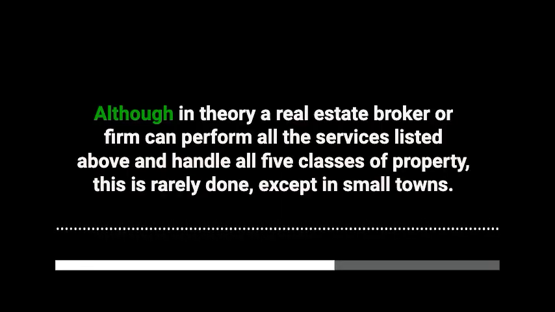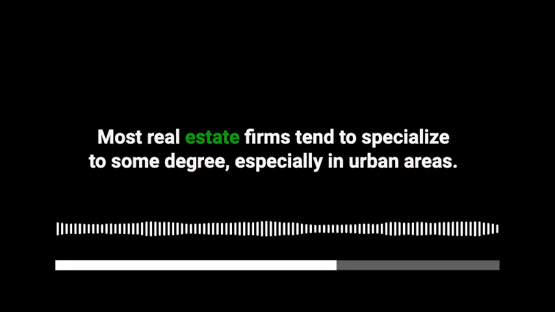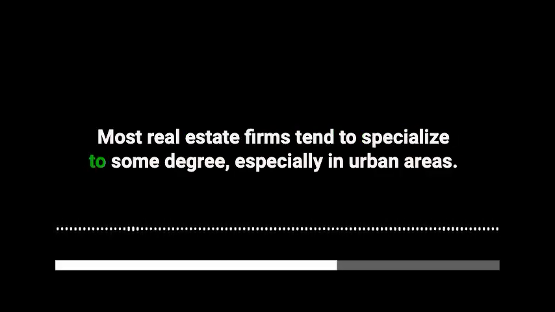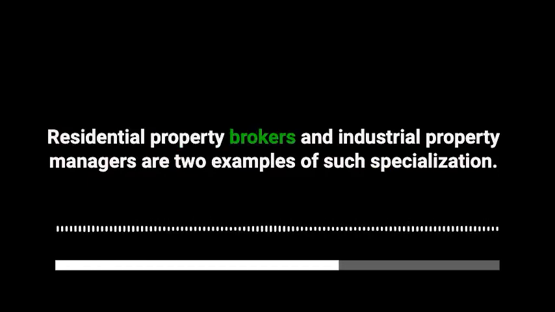In practice, although in theory a real estate broker or firm can perform all the services listed above, and handle all 5 classes of property, this is rarely done, except in small towns. Most real estate firms tend to specialize to some degree, especially in urban areas. In some cases, a real estate broker may perform only one service for one type of property. Residential property brokers and industrial property managers are 2 examples of such specialization.